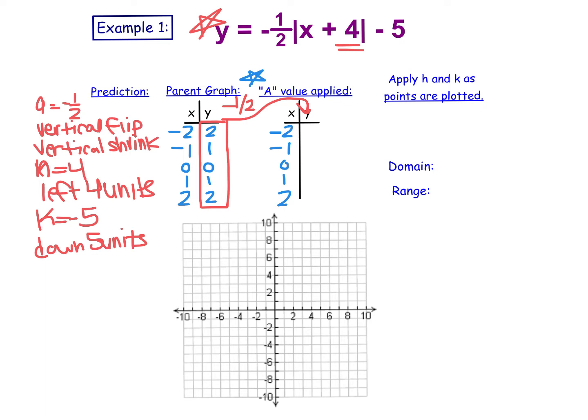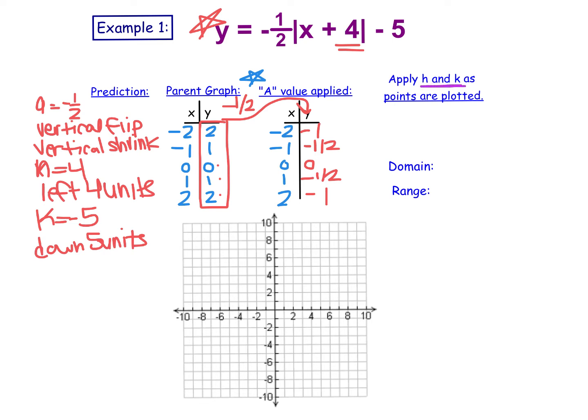So 2 times a negative 1/2 is a negative 1. 1 times a negative 1/2 is a negative 1/2. 0 times a negative 1/2 is 0. 1 times a negative 1/2 is a negative 1/2. And 2 times a negative 1/2 is a negative 1. So I can take all of those points and I can plot them. But before I plot these points, I'm going to think through, okay, I need to apply h and k as I plot them.